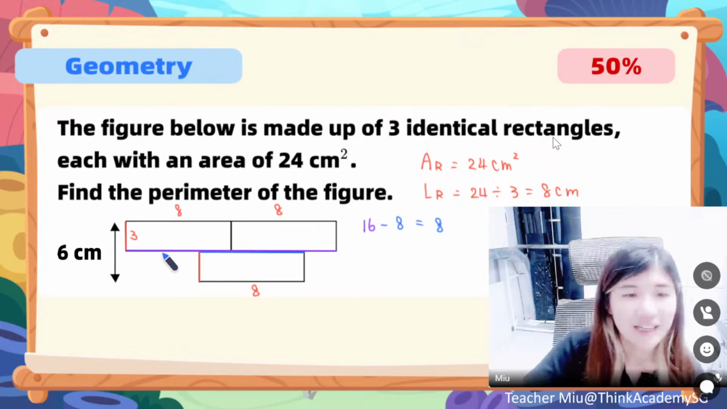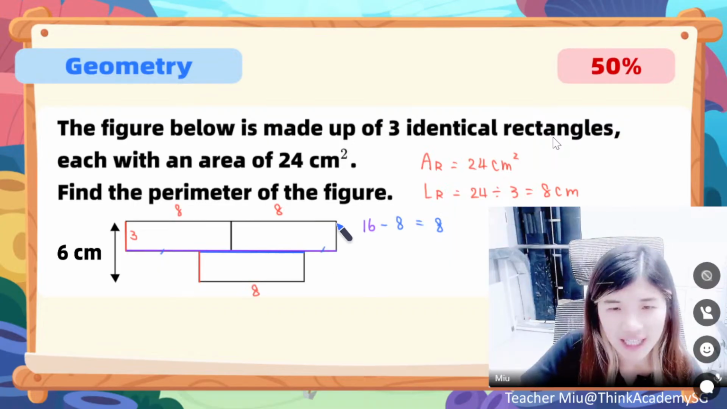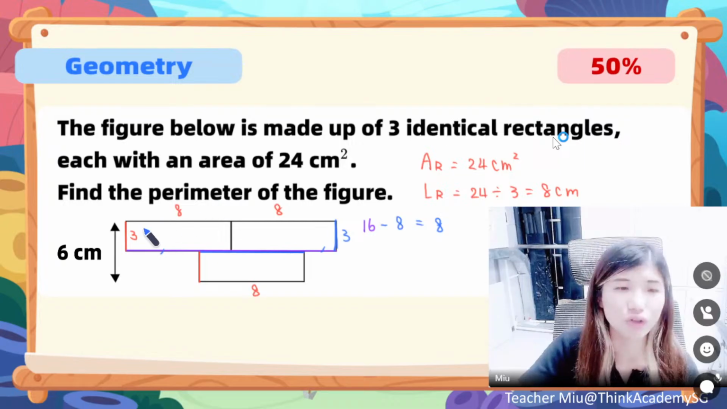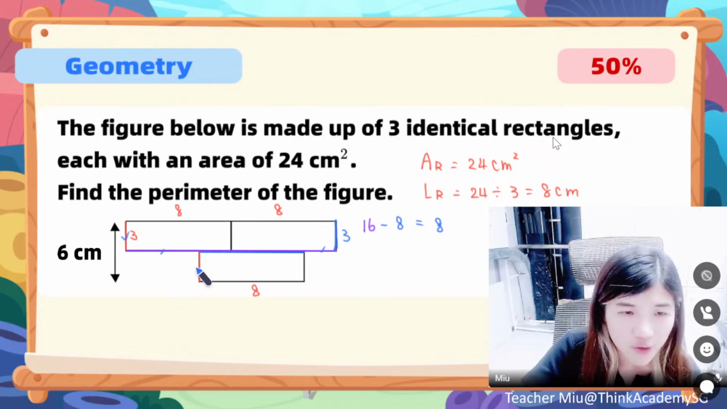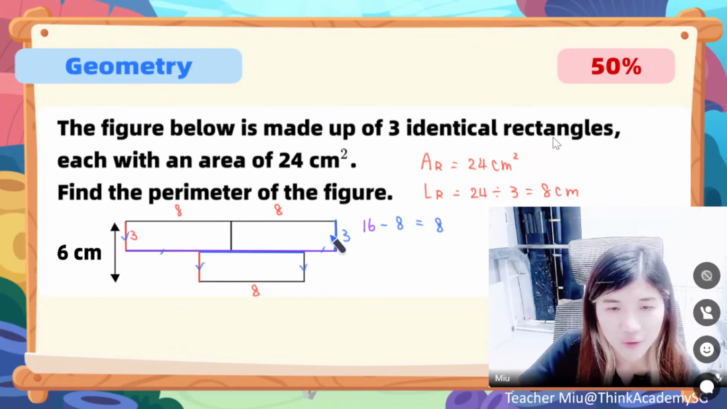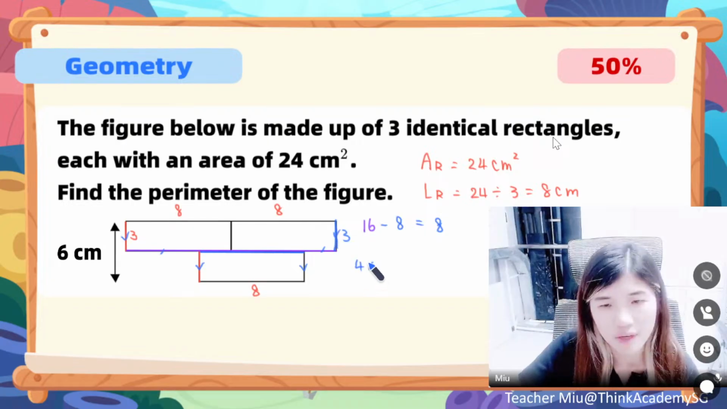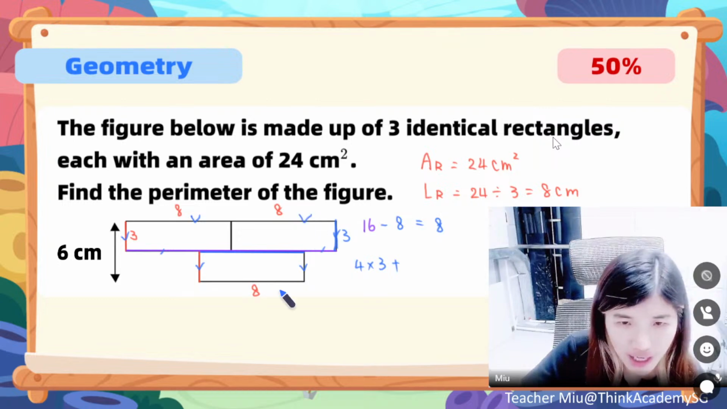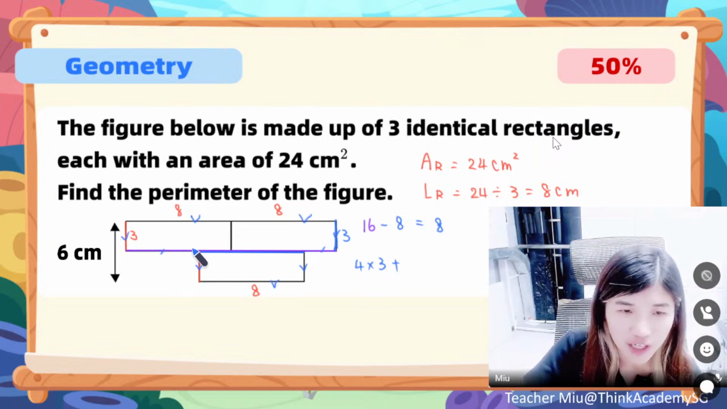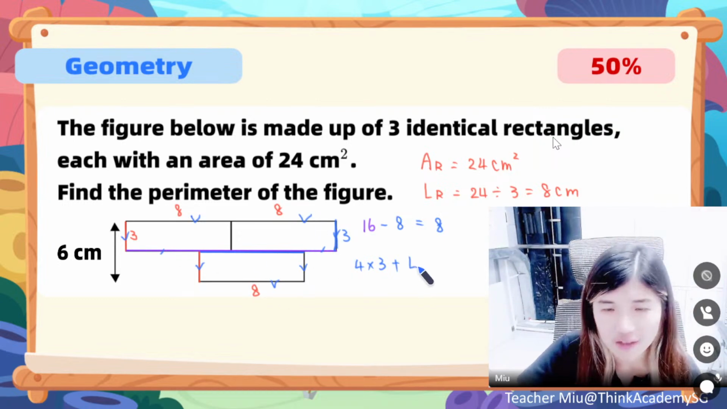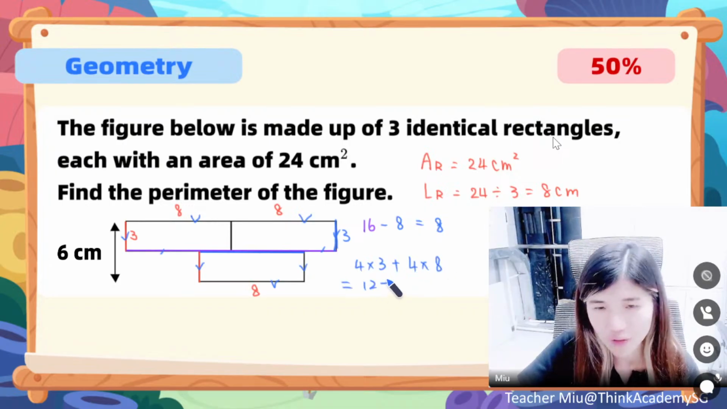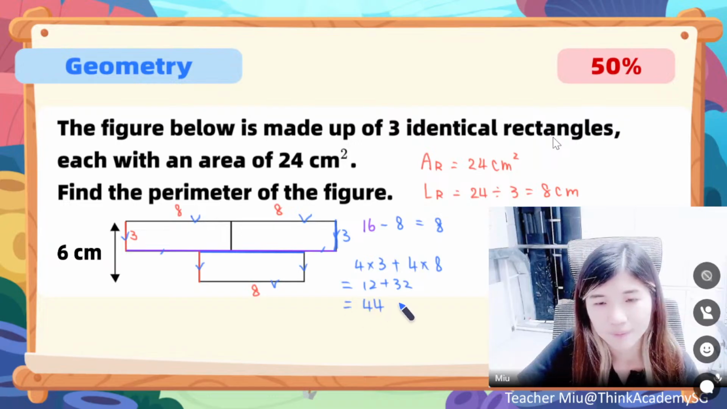Okay. Now that you know these 2 parts are 8, also don't forget this one at the left is 3. So you can just add them up: 3, 3, 3, 3, that's 4 threes. 4 times 3 is 12, plus 8, 8, 8, 8, that's 4 times 8, which is 32. You would get 12 plus 32, and the answer is 44 cm.